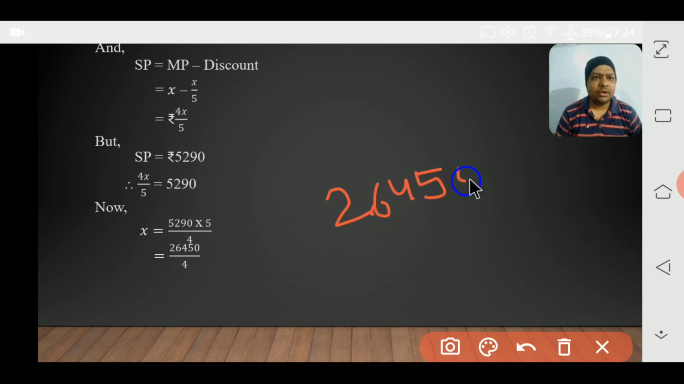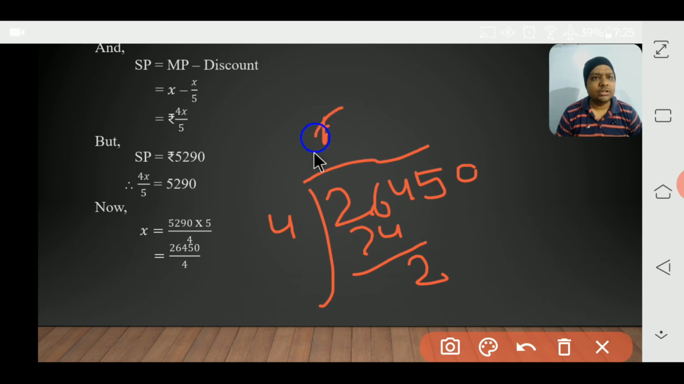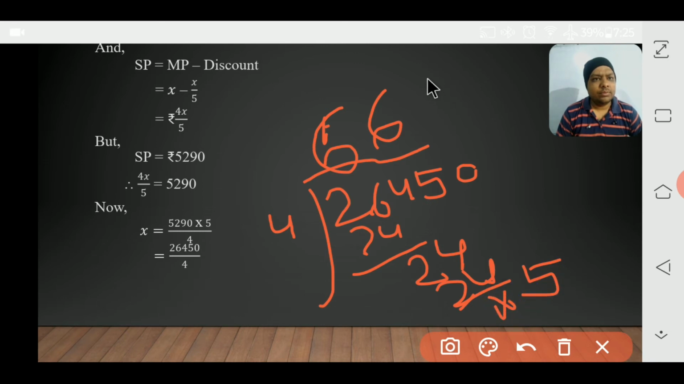Now let's divide 26450 by 4. Clearly it is not divisible by 4, dear. It means the value will come in decimal. Okay. Because you can see that the last 2 digits are not divisible by 4. So 4 sixes are 24. Now 2 here. Then 4 sixes again 24. Done. Now 5. 4 ones are 4. So it will be 1. Then 0. 4 twos are 8. So 10 then 8, it will be 2.